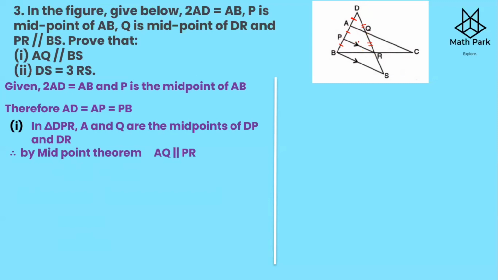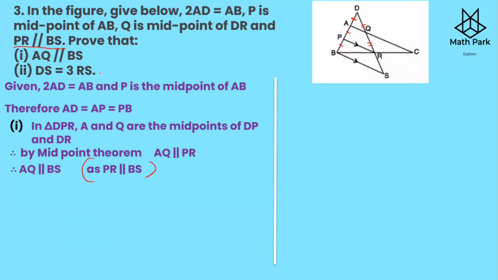Now, AQ is parallel to PR, and we are given PR is parallel to BS. So, lines parallel to the same line are parallel to each other. Therefore, you get AQ is parallel to BS because PR is parallel to BS. So, lines parallel to the same line are parallel to one another. We did the first one.